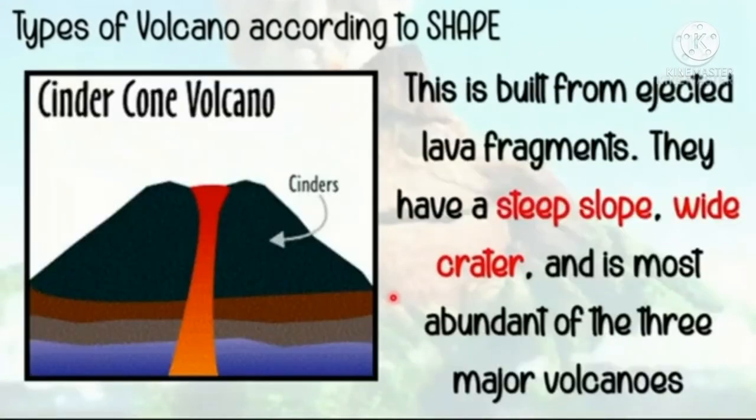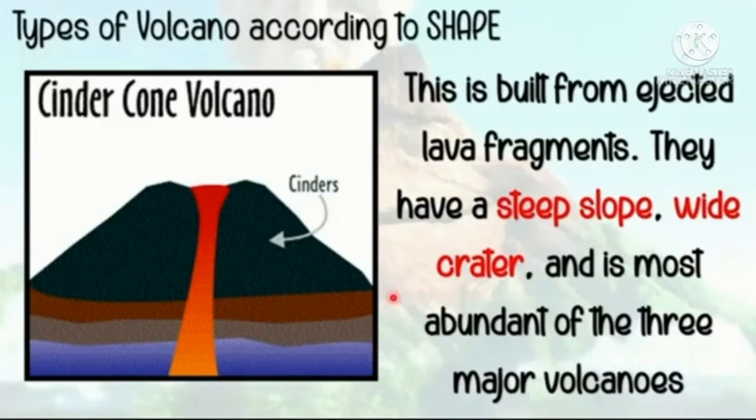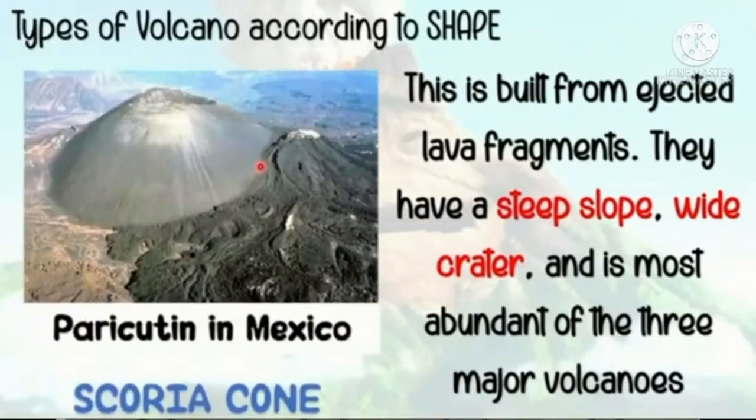The second type is what we call cinder cone volcano. This is built from ejected lava fragments. They have a steep slope, wide crater, and is the most abundant of the three major volcanoes. It is also known as scoria cone. Example of it is Mount Paricutin in Mexico.